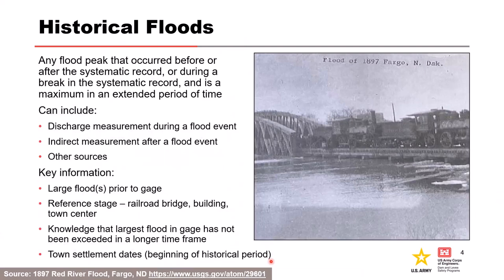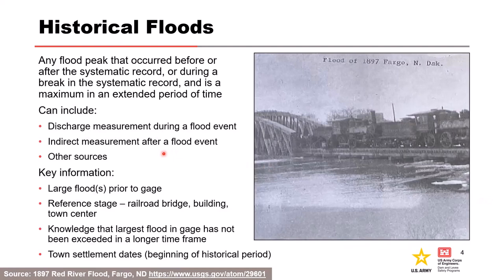So here's a key definition of a historical flood. It is the largest flood that was estimated to have occurred over an extended period of time. Besides the maximum stage, these data can also include discharge estimates and other sources. Key information includes one or more extreme floods, a reference stage for perception threshold, and information to estimate the beginning of the historical period.